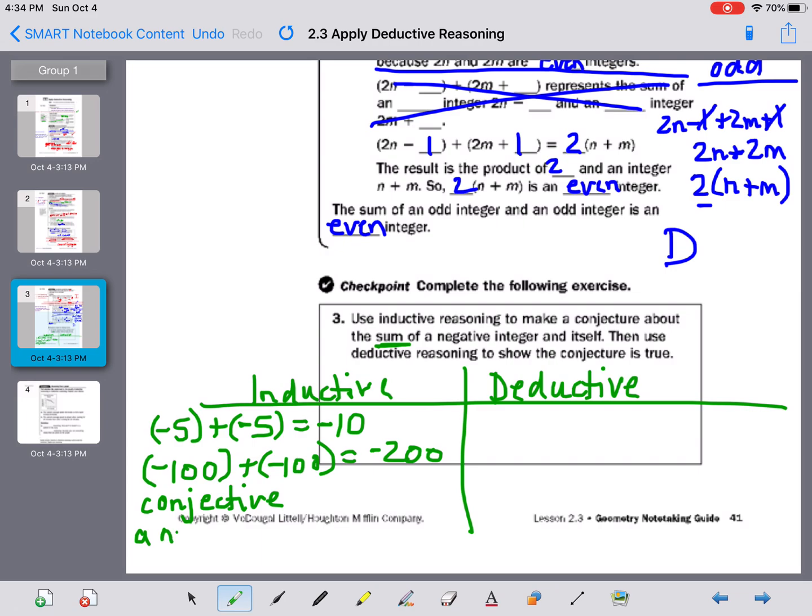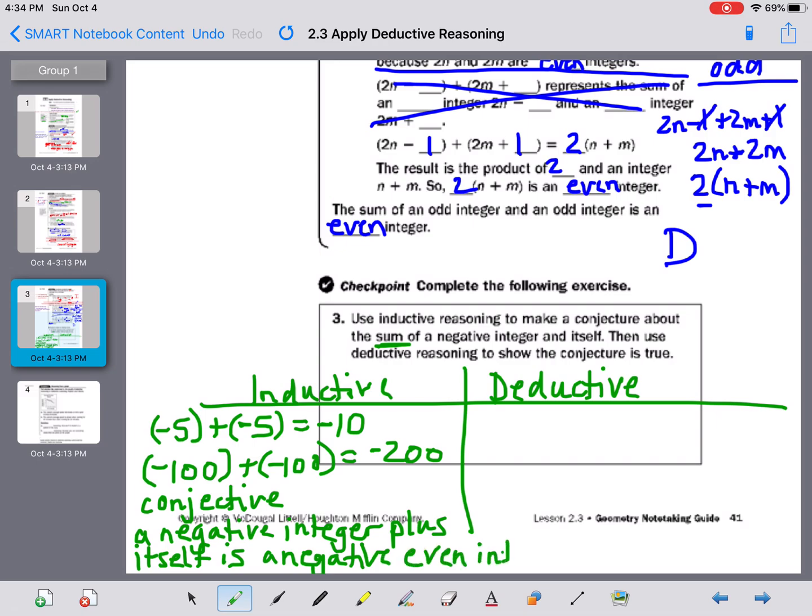So a negative integer plus itself is what? A negative, okay. And what else do you notice? Oh, they're even, right? Even integer. Okay. I would say both of our examples are there. I think if we came up with another example, we're still going to get a negative, and we're still going to get an even. Okay.